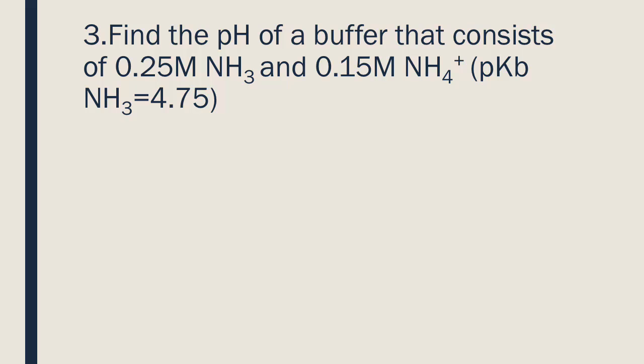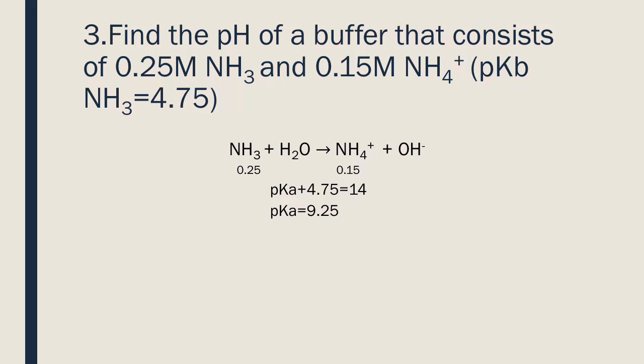Since we are using the Henderson-Hasselbalch equation, we now need to get the pKa. If you remember, we can get the pKa from pKb using the equation pKa plus pKb equals 14. So that gives us pKa being 9.25. Now we will plug all the information that we have into the Henderson-Hasselbalch equation. That gives us pH equals 9.25 plus the log of 0.25 over 0.15. So now the pH is calculated to be 9.48.